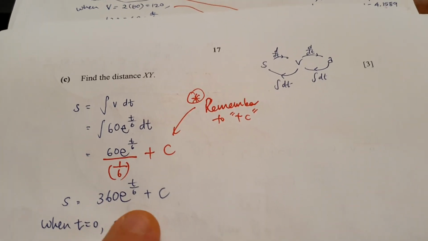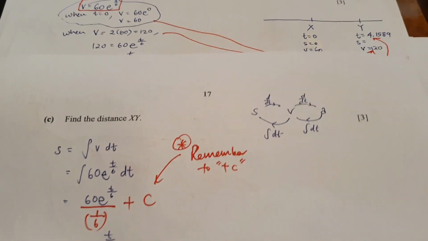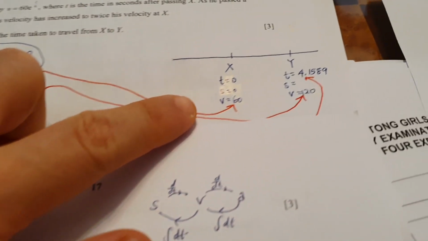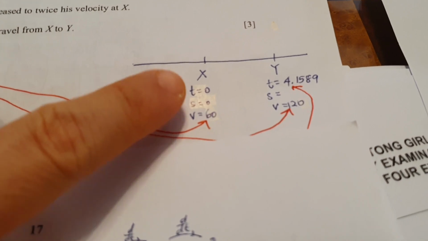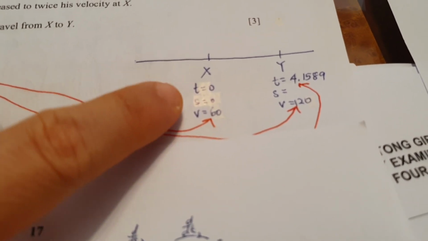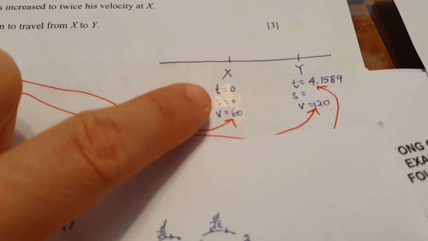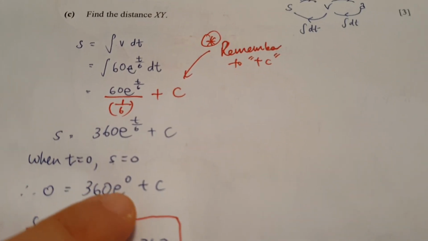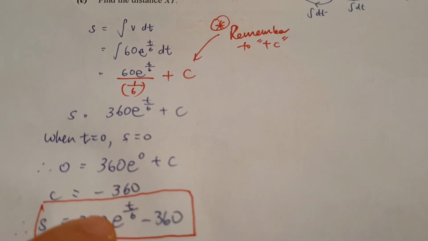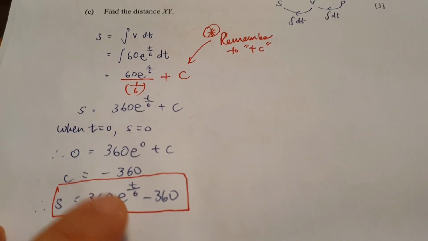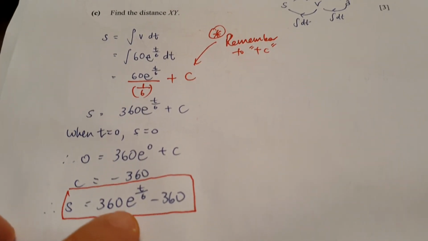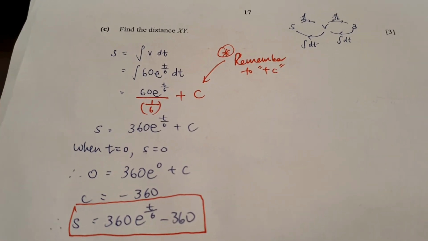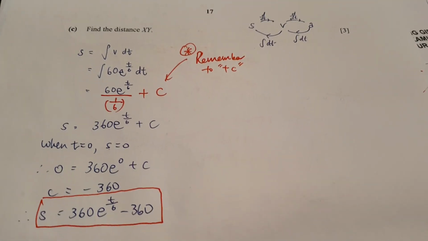And how do I find the c? Again, you go back to the initial condition. That's why you see this diagram is so powerful. Everything can be obtained from this diagram. When t equals 0, s equals 0, right? So you sub in t equals 0, s equals 0, and you get c equals minus 360, and that is your formula.